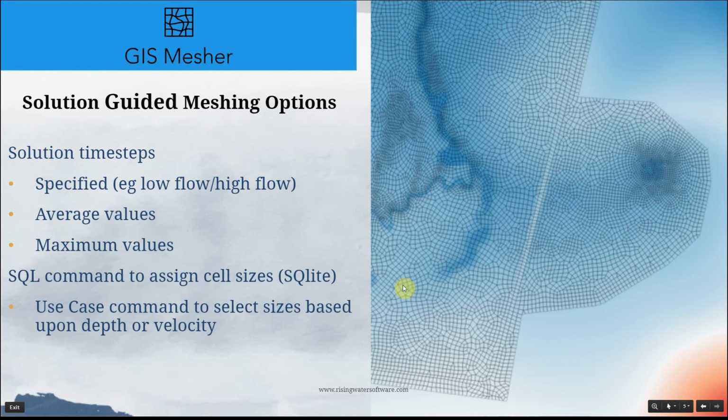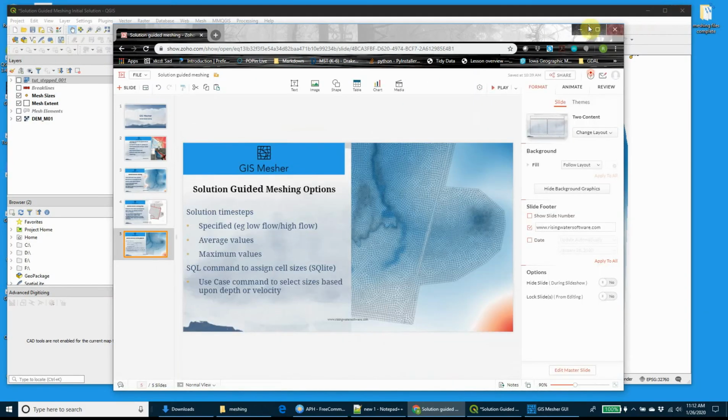Average and maximum values can also be used, especially maximum values will be useful in a coastal situation where you don't really have specific time steps. You've got a tidal condition, so a low flow, high flow may not make as much sense. The other thing that we're going to show here is we're going to be able to use SQL commands to assign the cell sizes based on this solution information. So with that, we're going to move on to our demo portion.